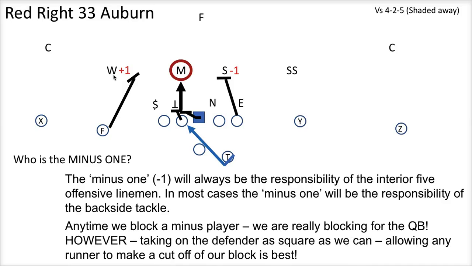Anytime we block a minus player, we're really blocking for the quarterback. However, taking on the defender as square as we can, allowing any runner to make a cut off of our block is best. But plus defenders are defending against the run by the running back. The minus defenders, their responsibility is to stop the quarterback.